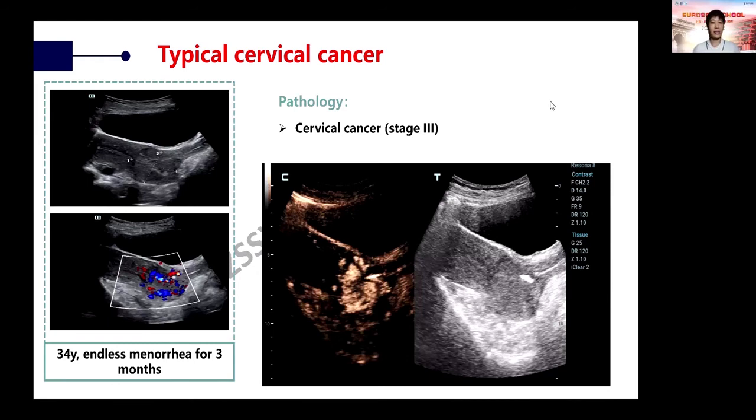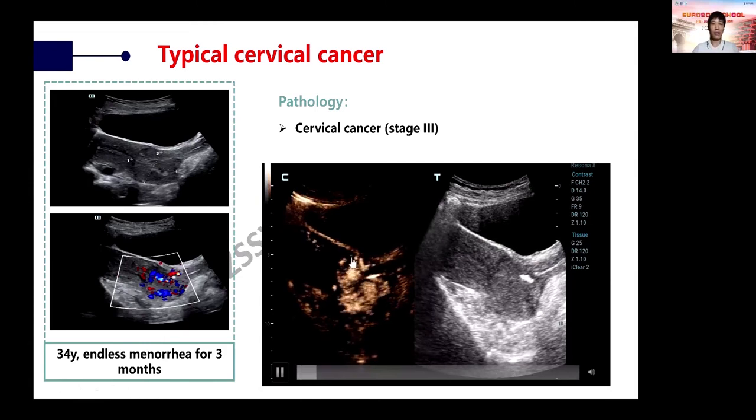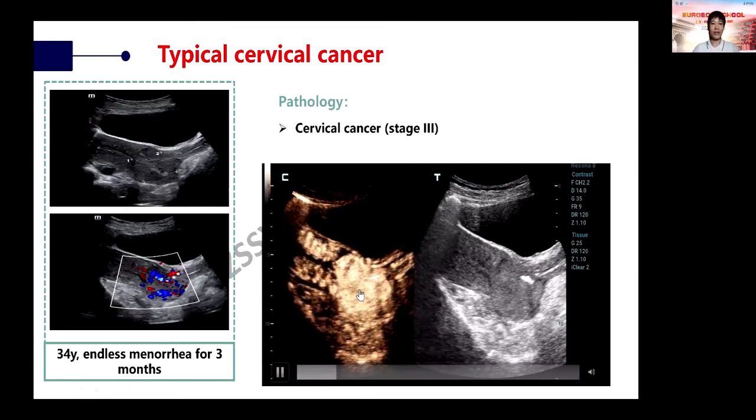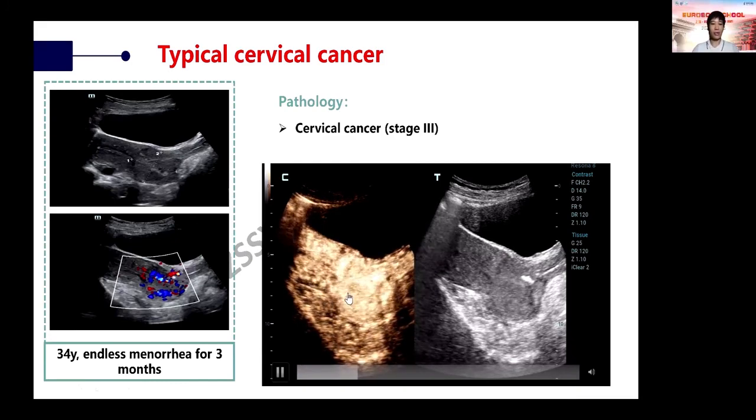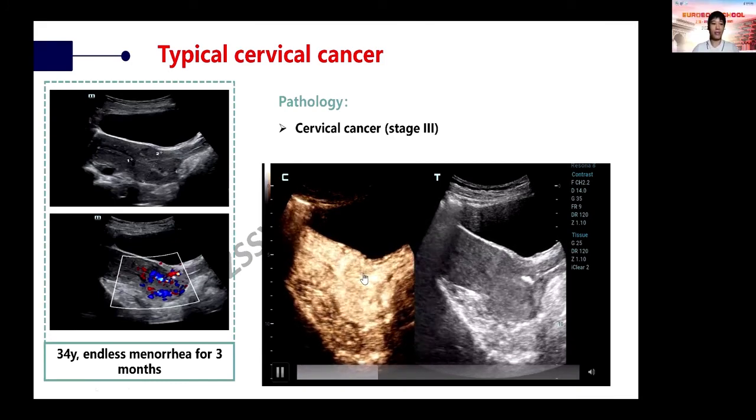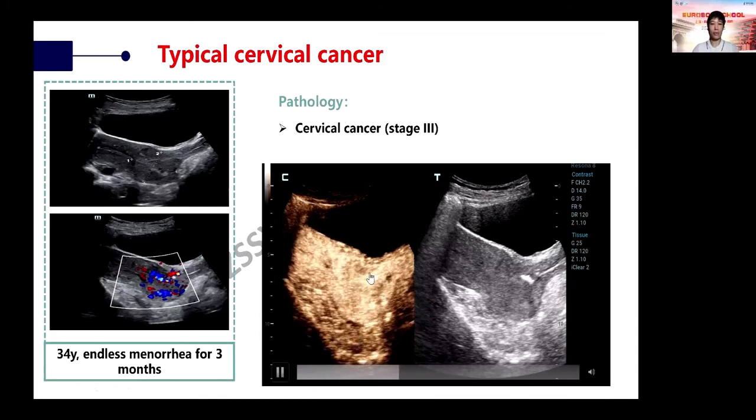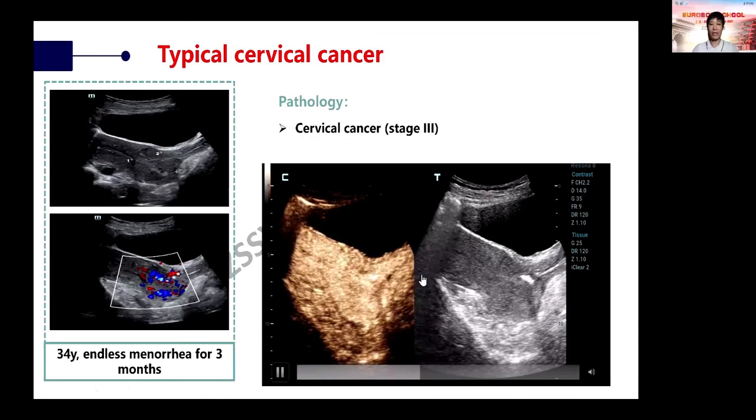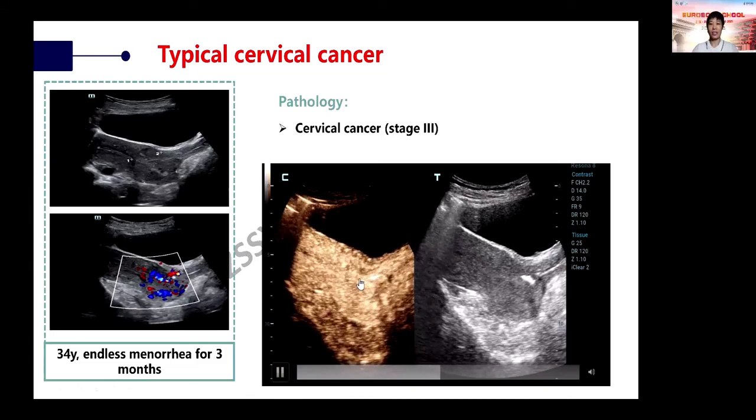This case is a 34-year-old woman with an endless menorrhea for 3 months, a typical cervical cancer. Here is the mass. Please remember the CEUS imaging of it. I will show you. A subjective hyper-enhancement in arterial phase was observed, and a prior wash-in pattern was also shown in this case. Yes. Here is very typical.